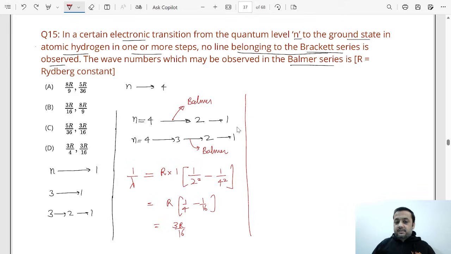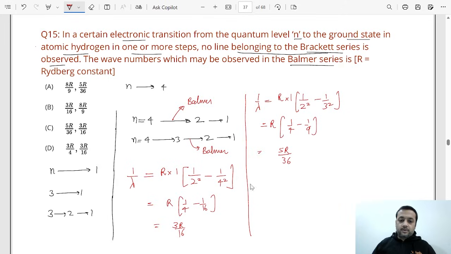Second possibility is for this. So 1 by lambda will be equals to R into Z square, Z square means 1, into 1 by 2 square minus 1 by 3 square. So what will this become? This will become R into 1 by 4 minus 1 by 9. So 9 minus 4 is 5. So 5R by 36. So 3R by 16 and 5R by 36 will be option C.